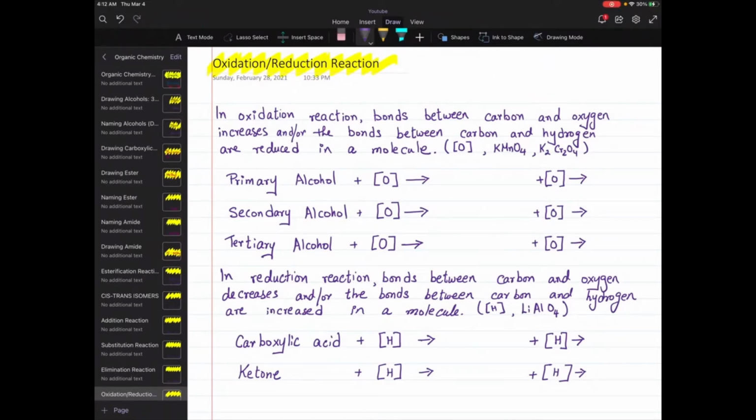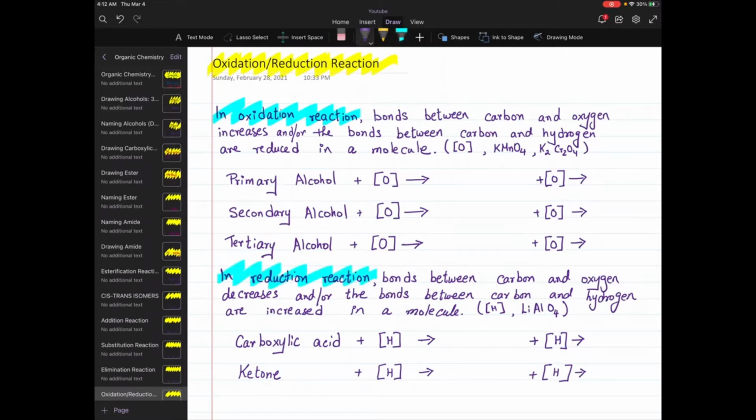Hi folks, today I have another reaction for you, which is oxidation and reduction. So I have two instead of one. We're going to look at the oxidation reaction first, right here, and then we're going to look at the reduction reaction down here.